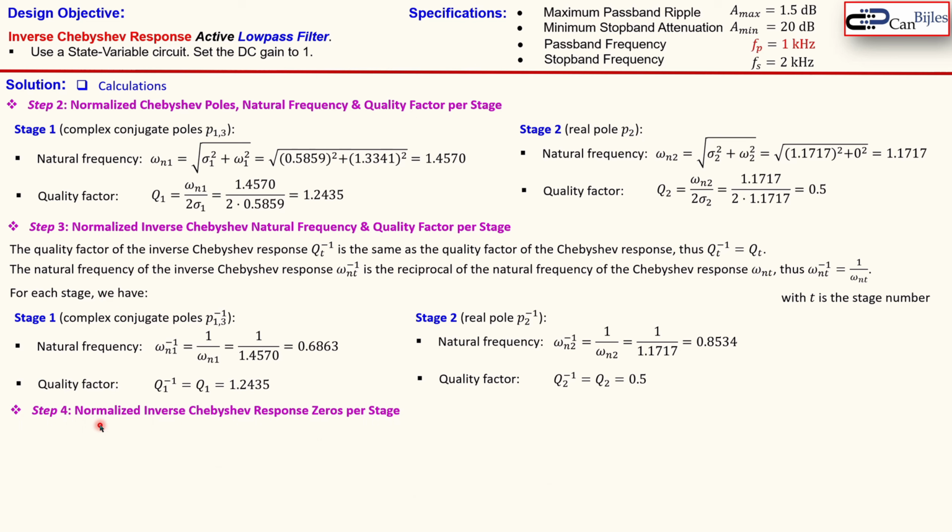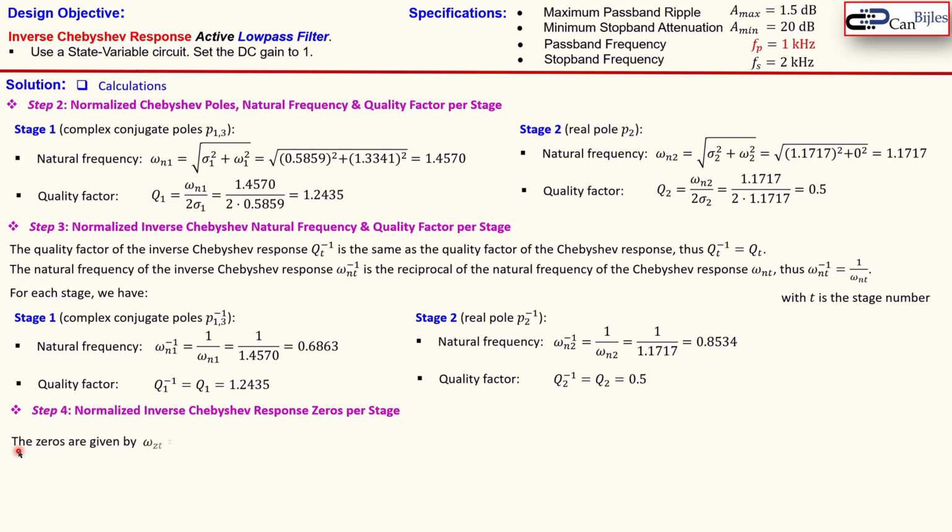Okay, now step 4 is the normalized inverse Chebyshev response zeros. We have zeros in order to create the ripple in the stop band. That is the fundamental difference between the Chebyshev response and the inverse Chebyshev response, because the ripple in the Chebyshev response was in the passband, and for the inverse Chebyshev response it will be a ripple in the stop band. So in the passband you will not see a ripple. That is of course very nice. So it looks like a Bode response. So we need to go for the zeros, which are actually creating this ripple in the stop band.